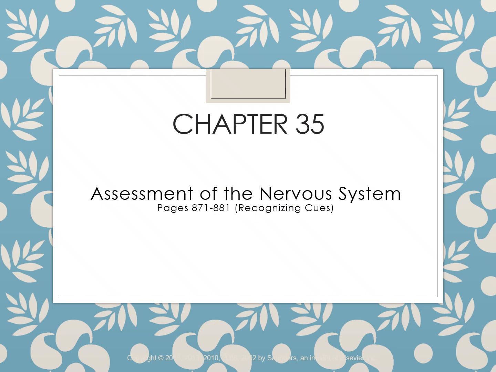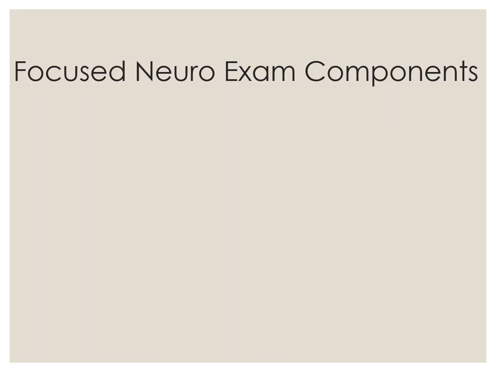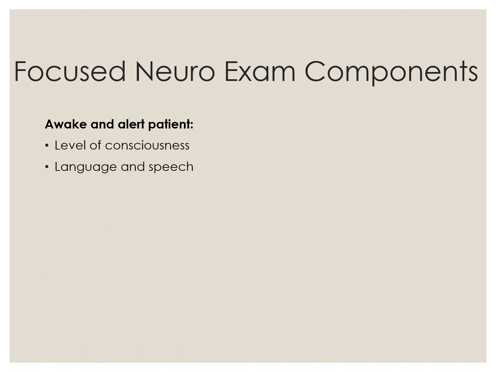So this is chapter 35, the assessment of the nervous system. You guys will notice that we're going to actually start on page 871, and this is going to be under the recognizing cues section. Focused neuro exam components, we are going to be looking at the awake and alert patient first. And so for this patient, we are going to look at the level of consciousness, the language and speech, a cranial nerves assessment, movement and sensation, and vital signs.